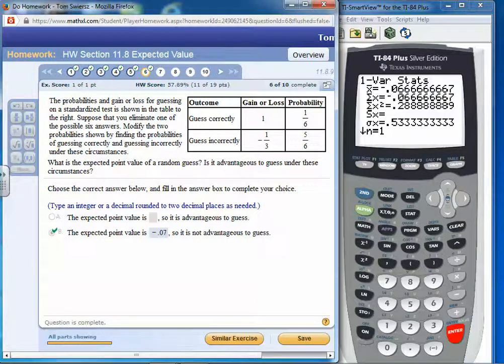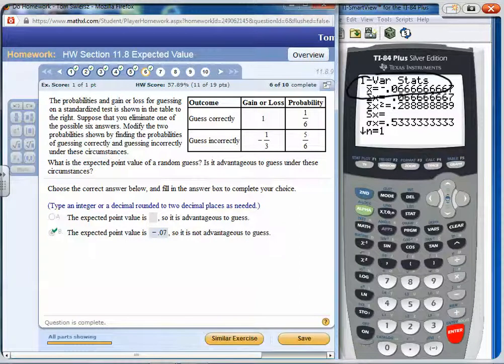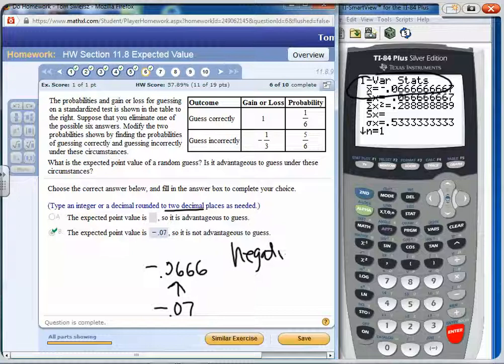Again, the x bar is the expected value, and negative 0.06666. So to 2 decimal places, we're going to round off here. So then this is a 6, so we would make it negative 0.07, which indeed was our correct answer. And again, since the number was negative, then it's expected to lose points, so it would be not advantageous to guess. If the expected value was a positive number, then it would be advantageous to guess. Okay?